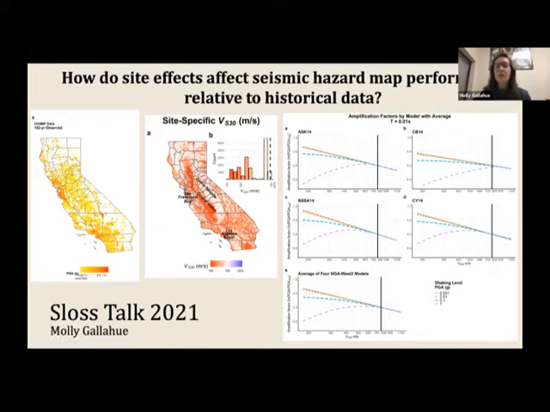So overall, what we see is that at low VS30s and low levels of shaking, we would observe linear amplification. And then as the shaking increases, as the shaking level gets stronger and still at that low VS30, we would actually see de-amplification due to nonlinear effects that come from soil damping.